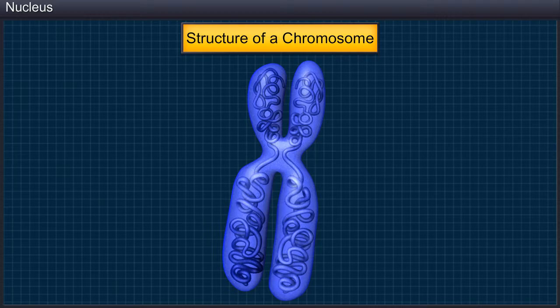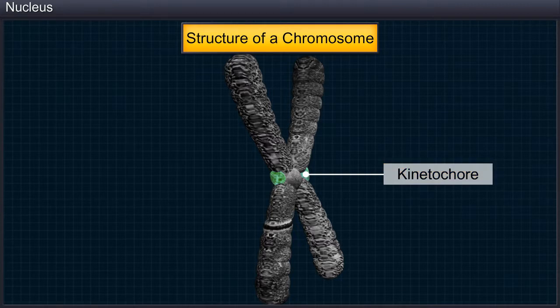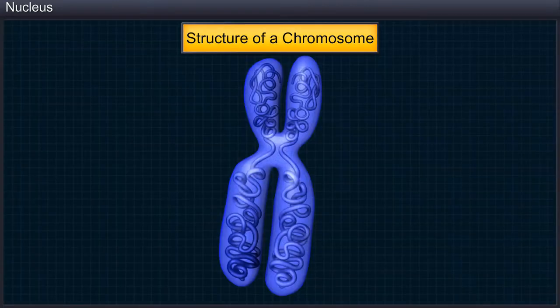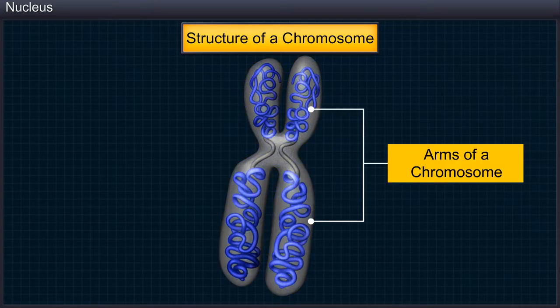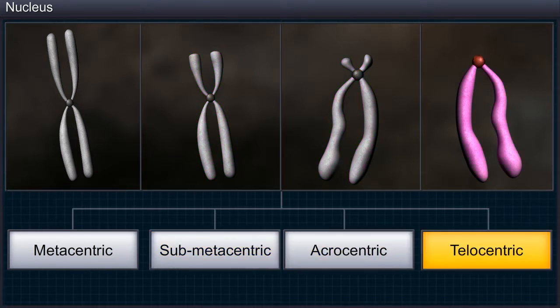Morphological studies of a chromosome have revealed that it consists of a primary constriction or centromere that has disc-shaped structures called kinetochores attached to its side. The parts present on either side of the centromere are called the arms of the chromosomes. Based on the position of the centromere, chromosomes can be classified as metacentric, submetacentric, acrocentric, and telecentric.